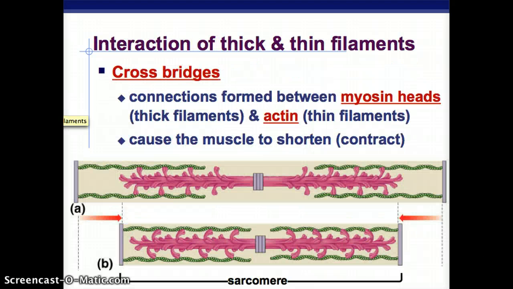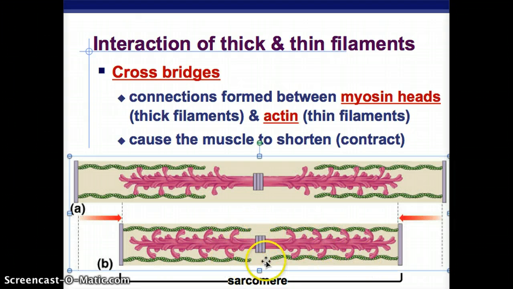Alright, so how do they actually interact? Well, they make something called cross bridges. And those cross bridges are connections that form between the myosin heads, those globular heads, in the thick filament, and the actin in the thin filaments. And so that causes the muscle to shorten or contract. So here's our sarcomere. Here's the center of our sarcomere, the bare area. And as this binds and pulls, it pulls it in tighter. So there's less bare area in the middle of the sarcomere now. And that pulls the muscle in either side, and so that makes it contract.